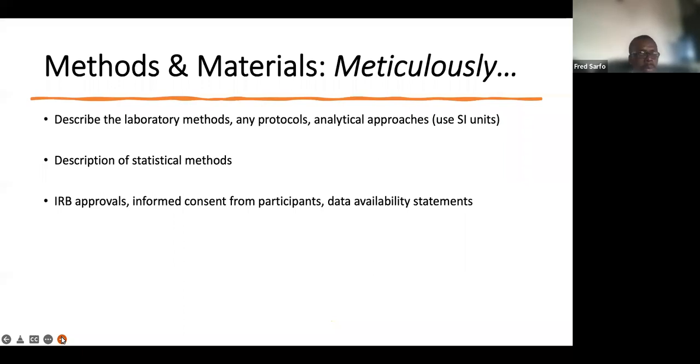So sometimes you measured HbA1c. How was it done? You measured creatinine. How was it done? Or sometimes you measured body mass index. How did you do it? You measured waist circumference. How did you do it? All those things must be reported.